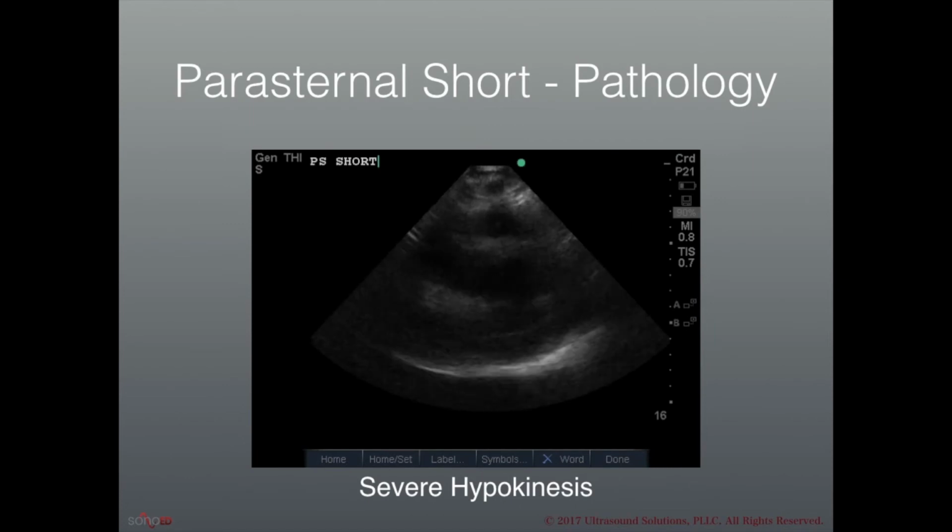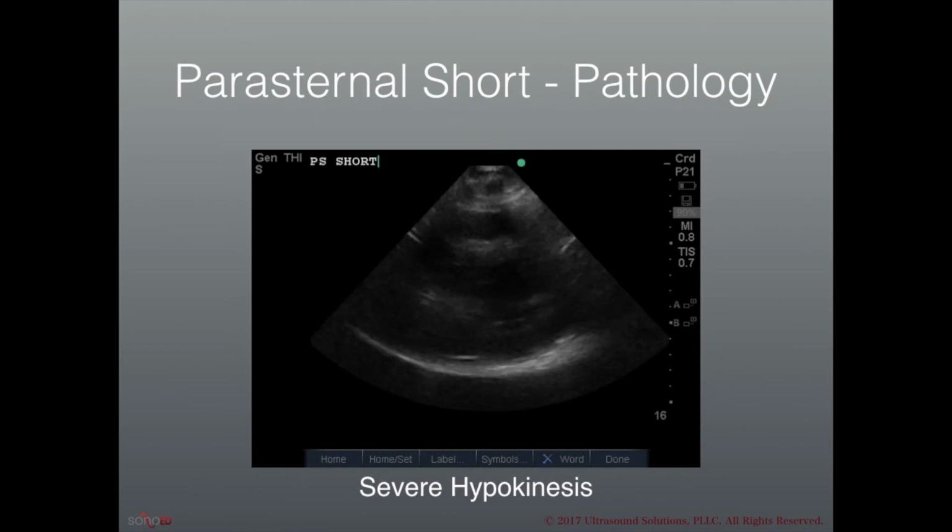This is also a fairly suboptimal view. You see a lot of artifact, and it can actually be challenging to make out the left ventricle and the right ventricle. So this is not a textbook view, but I leave this in the presentation so that you can see that even a slightly suboptimal view or a challenging view can be interpreted.